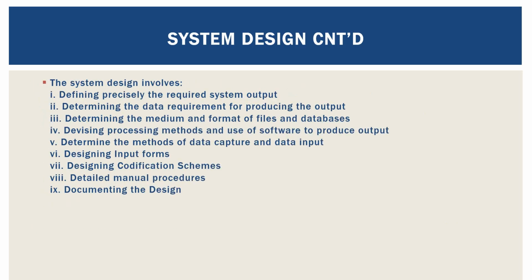So basically, design involves defining precisely the required system output, to determine the data requirement for producing the output. With defining the required system output, we then need the data requirement for producing that, that is the input that is required for us to get the output. Medium and format of files and databases, we need to determine that. Then devising processing method and use of software to produce output. Determine the method of data capture and data input. Then we need to also design input forms, design codification schemes, detailed manual procedures, and document the design.